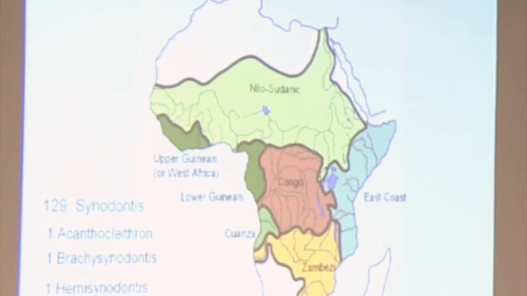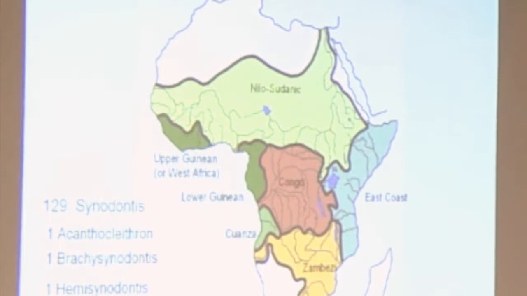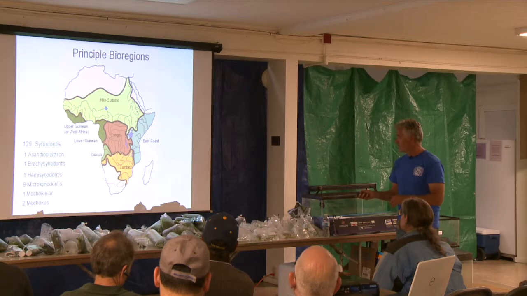And then 2 Mochokus, which are more up in the Nile area.